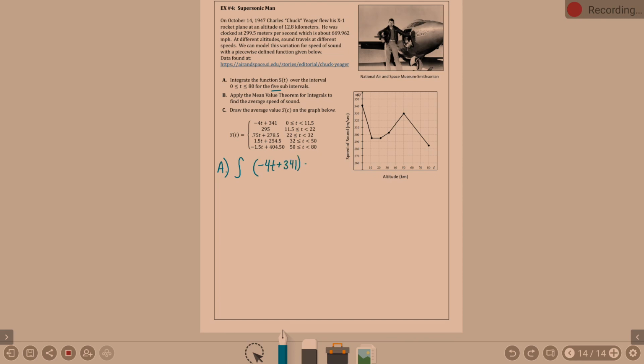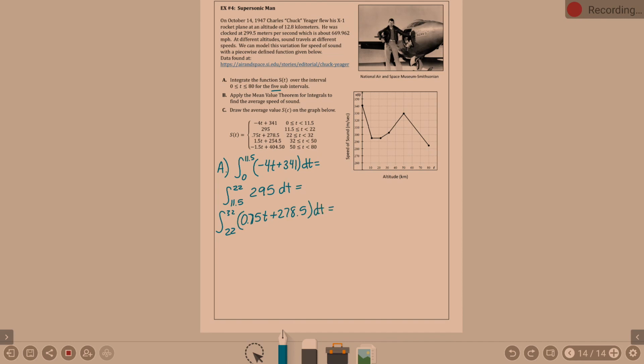dt from what to what? 0 to 11.5. You're going to put that in your calculator and get an answer. Let's go through all these real quick and then we can divvy the work up. Next one is the integral from 11.5 to 22 of 0.75t plus 295 dt. The third one, 22 to 32 of 0.75t plus 278.5 dt.